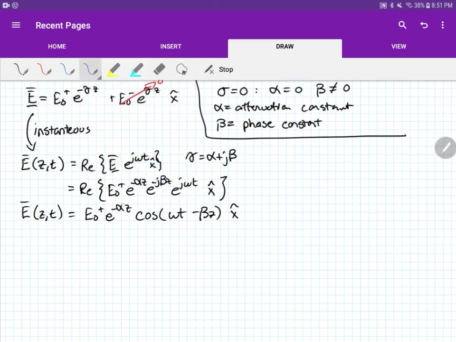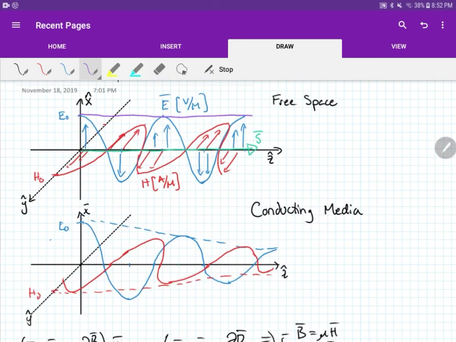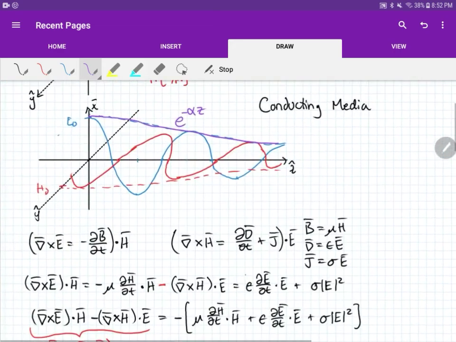So now we can see that in a conducting media, we are going to have an attenuation, which is an exponential decay. And this exponential decay is shown in this graph as an exponential decay here. This is equal to e to the minus alpha z. So as you move through space, you attenuate the wave further due to this attenuation constant.